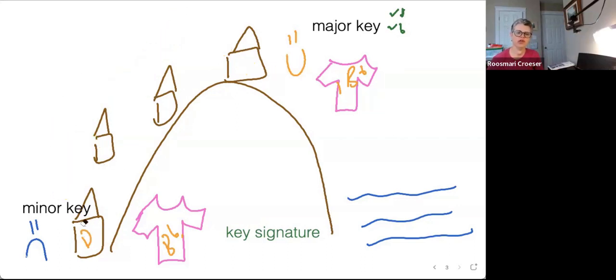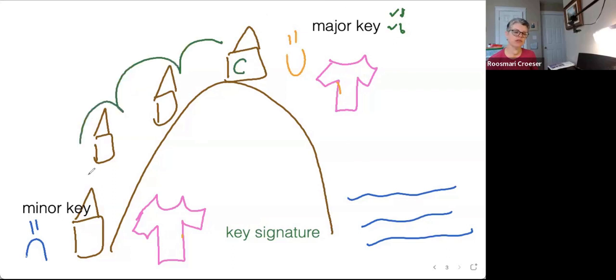If we know what the major key is and we want to know who the relative minor is, let's say the major key is C, and now we want to know the relative minor, then we go down the mountain. Going down, and we find A. C has no sharps and flats, and therefore A has no sharps and flats.